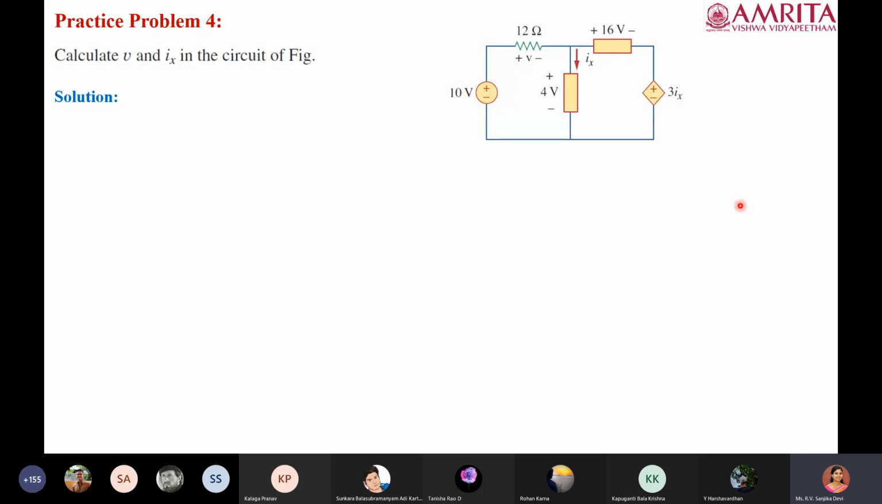Okay, so the fourth problem, we have to find what is V and Ix. Here we can either apply KVL or KCL, but we have to choose wisely so that with the minimal equations we can solve this. Across all the elements the voltages are given, right? For the 12 ohm they are giving V. For this unknown element they are giving 4 volt. Then again for this unknown element they are giving the voltage drop, and again we have a current dependent voltage source. So for all the elements the voltages are given. So it is easy if we write the KVL, Kirchhoff's voltage law.